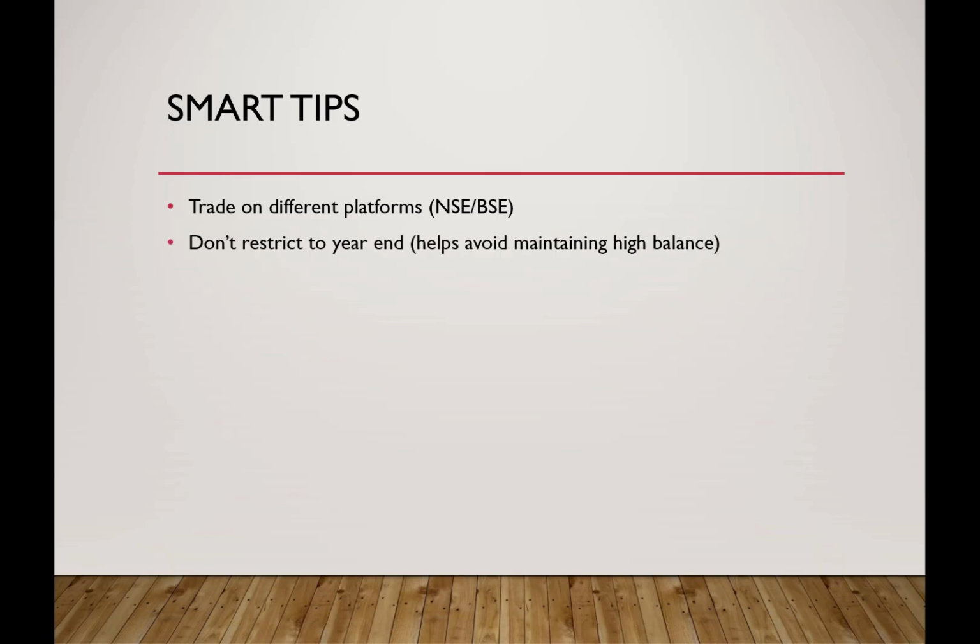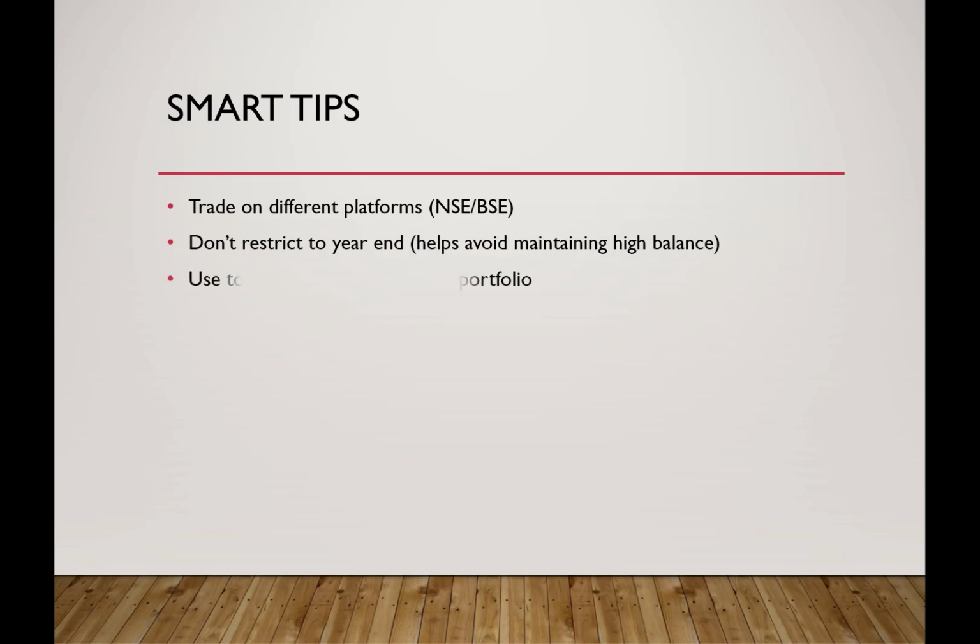Tip number two, don't restrict yourself to year end. If you're doing tax harvesting at the end of the year, you will have to sell some shares and buy them back as deliveries, which means we need to have bank balance. Now, at year end, bank balances are normally very tight because we focus on buying various policies to save taxes. So don't wait until year end. Try to do it a bit earlier. This will help you avoid maintaining a high balance at year end.